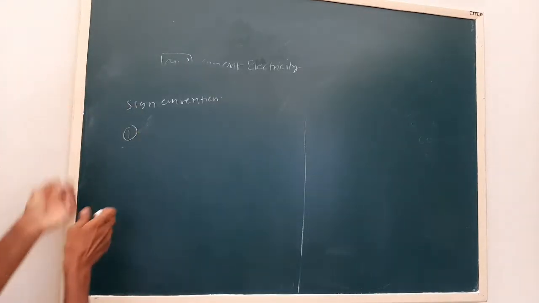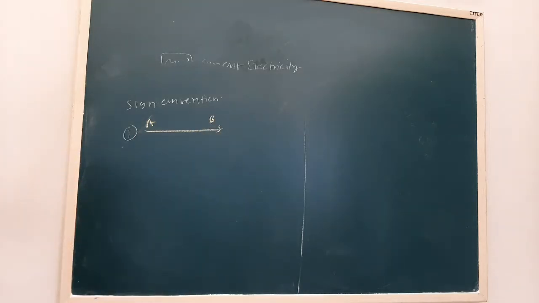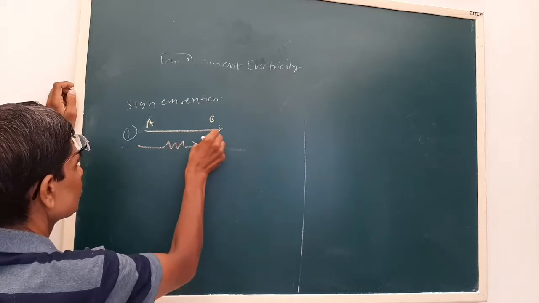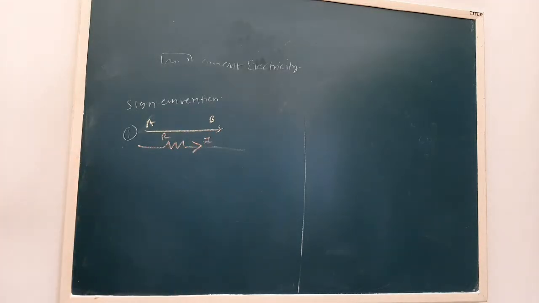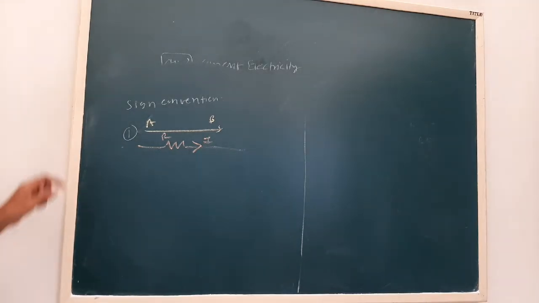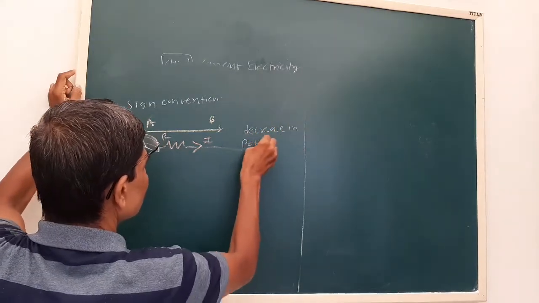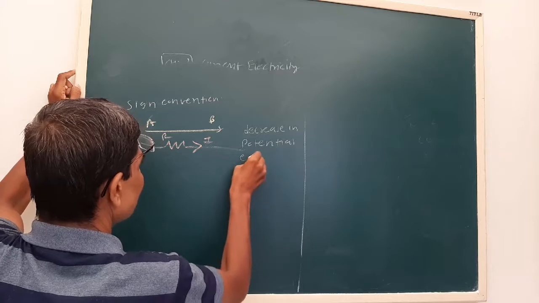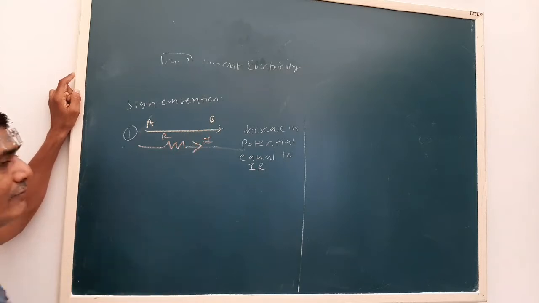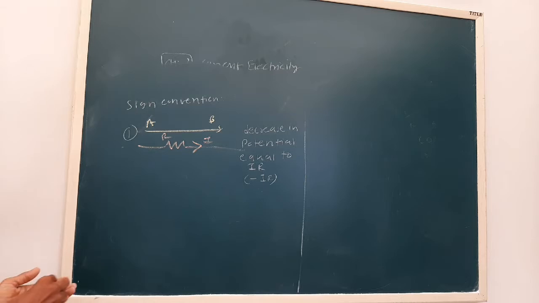Now see, first, let us say we are moving from A to B. During that, we move in the direction of the current. See, when we are moving in the direction of the current, there is a decrease in potential equal to IR. So here, when we are moving in the direction of the current, we have to take minus IR.